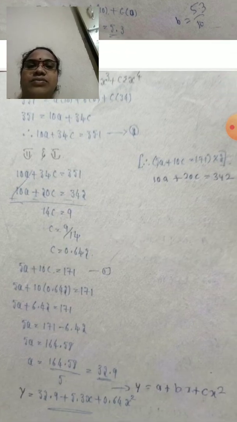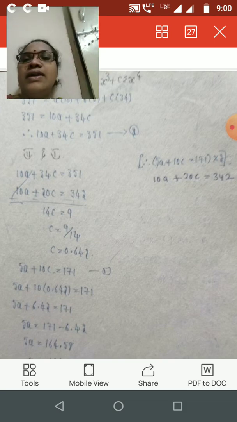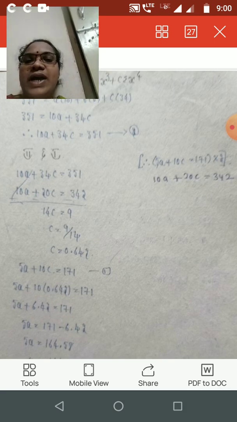Now here we have to multiply the first equation with 2. 5a plus 10c equals 171 into 2. So 2 into 5a, 10a, plus 2 into 10c, 20c, equals 2 into 171, 342. Next is 10a plus 34c equals 351. That is the third equation. Again this first equation, 10a plus 20c equals 302. That is 14c equals 351 minus 342, that is 9. C equals 9 by 14.